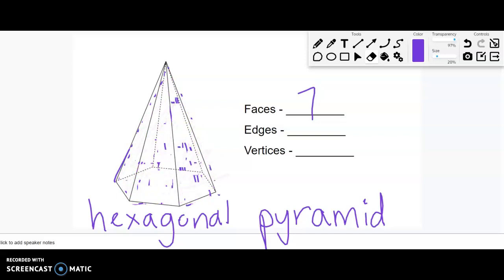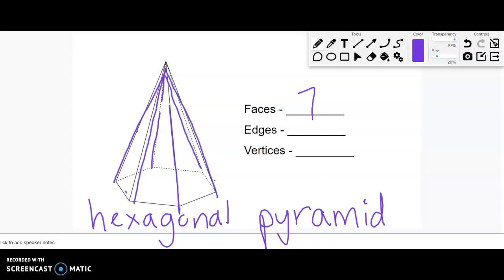Let's count our edges next. An edge is the place where 2 faces meet. So 1, 2, 3, 4, 5, 6, 7, 8, 9, 10, 11, 12. So in a pyramid, instead of being 3 times as many, it's only going to be 2 times as many as the number of sides the base has.